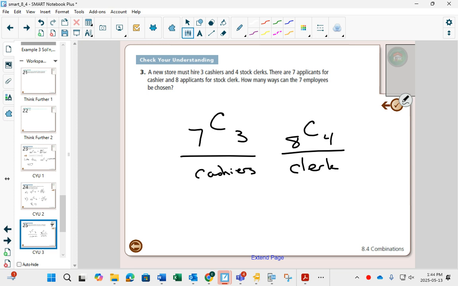Anyways, so what should I do between these? Should I add or should I multiply? What did we do with decisions? Did we add in between decisions or did we multiply? We multiply.